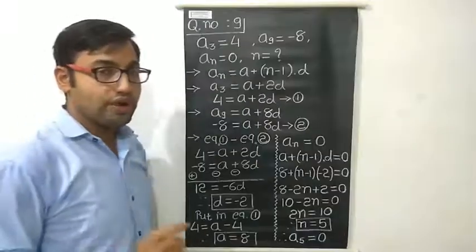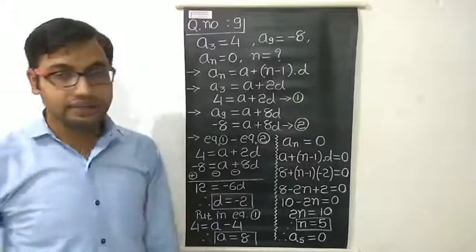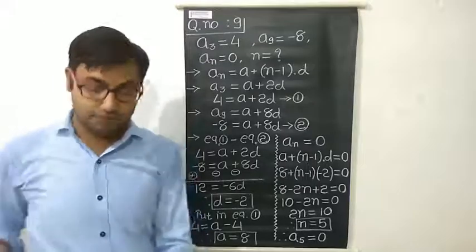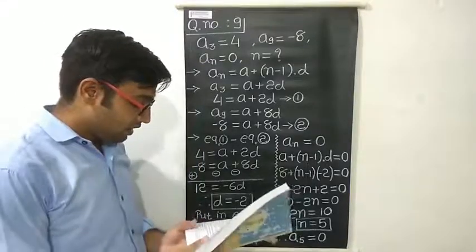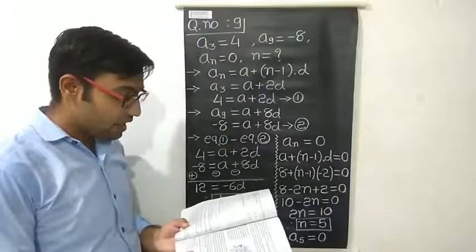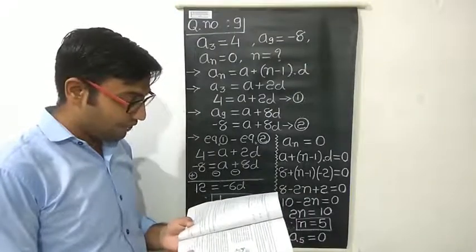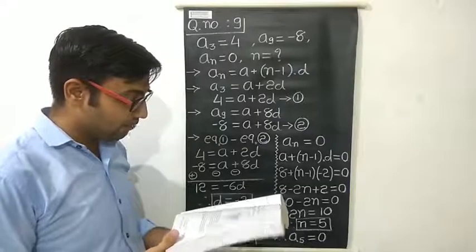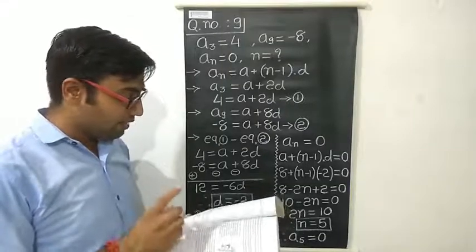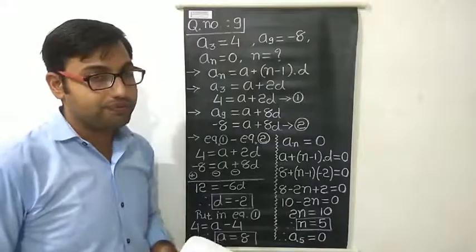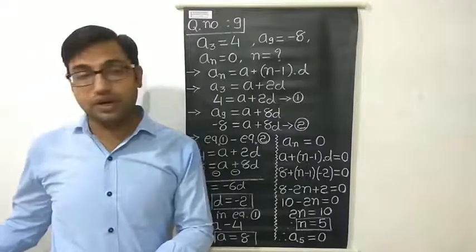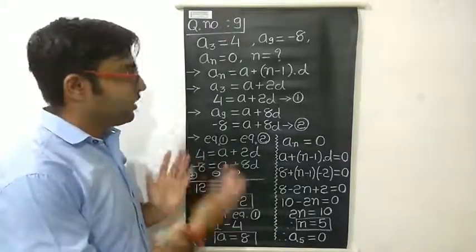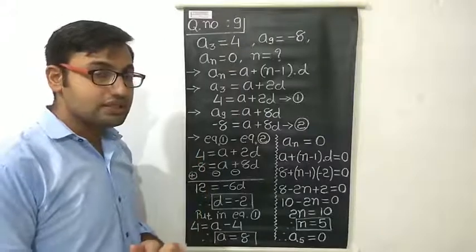Okay, let us study question number 9. What is the question? The question is: if the third term and the ninth term of an AP are 4 and minus 8 respectively, which term of this AP is 0? We have to find out which term in the given AP is equal to 0.